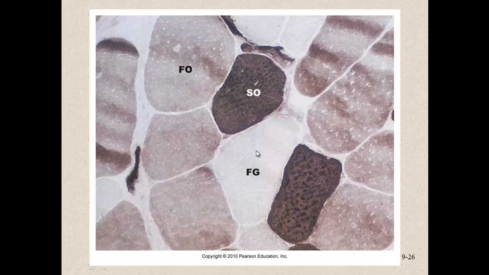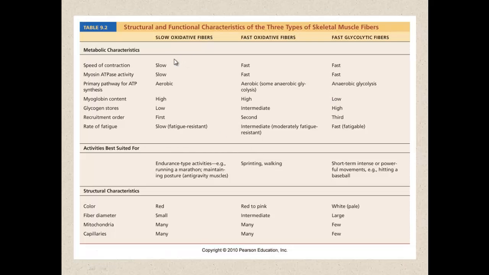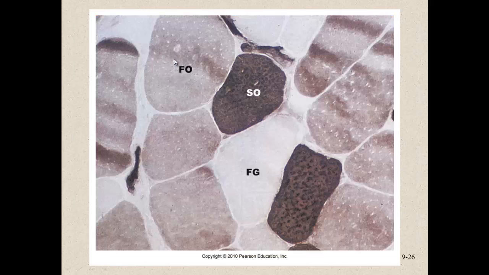So if you ever looked at chicken meat, for example, the breast of a chicken, chickens don't fly very long distances, but they can jump up and fly straight up for a few seconds, and that's because the breast meat, which controls the wings, is white meat. So those are fast glycolytic fibers. They're pale in color, and they can do short bursts of exercise, but they can't go the distance. They have a low myoglobin content.